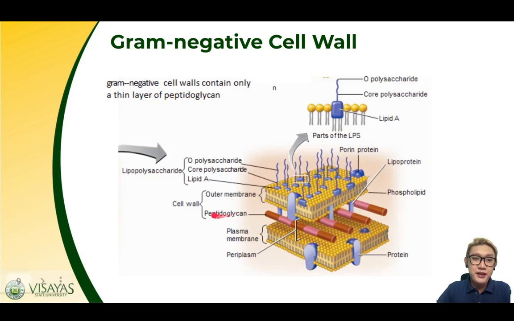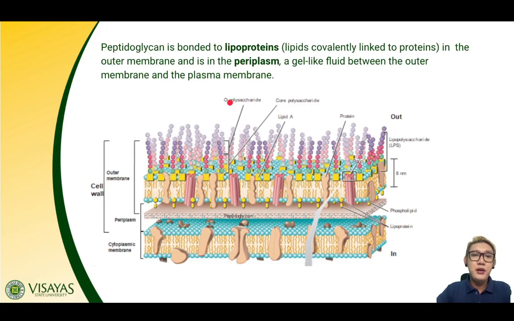Now the gram-negative bacterial cell wall has an outer membrane with LPS that are embedded in the phospholipid bilayer. The LPS, or lipopolysaccharide, is composed of the lipid A, core polysaccharide, and O polysaccharide. Peptidoglycan here in the gram-negative bacterial cell is bonded to lipoproteins. So this is the lipoprotein. The lipids are covalently linked to proteins. So lipoprotein, a combination of a lipid and a protein, is found in the outer membrane and in the periplasm.